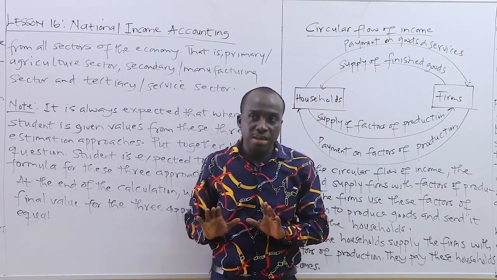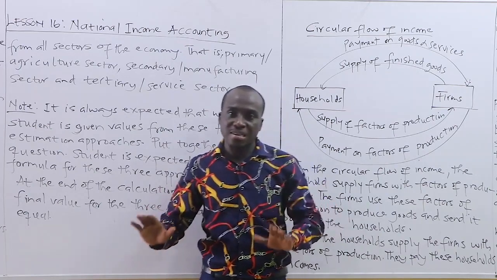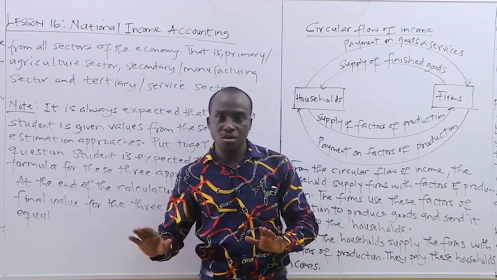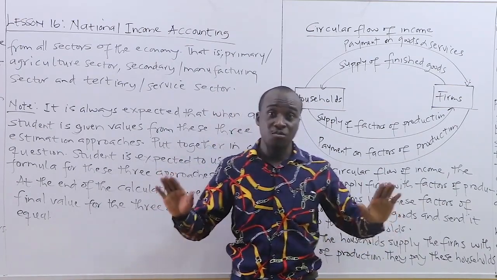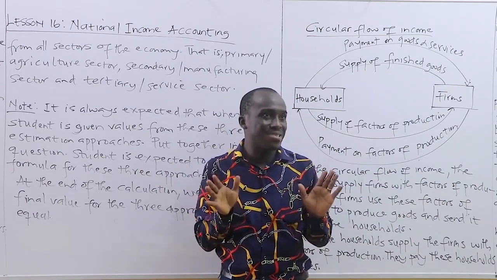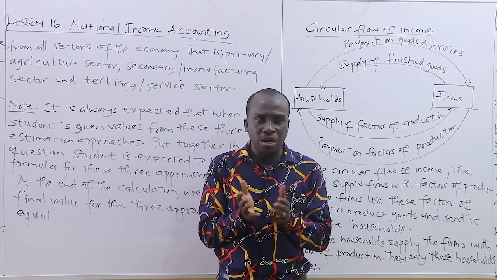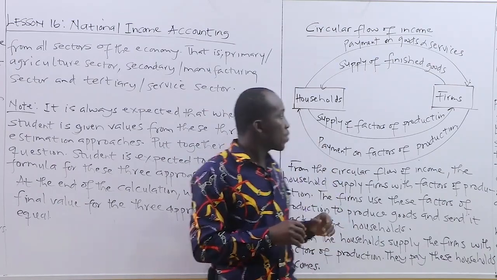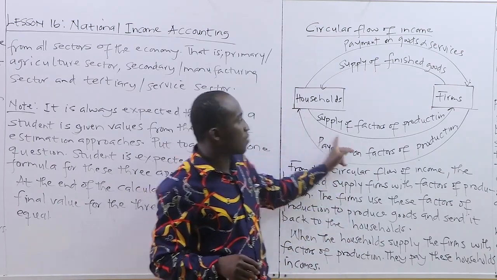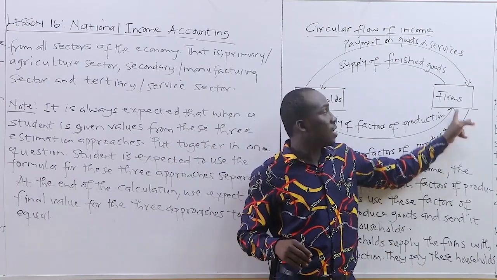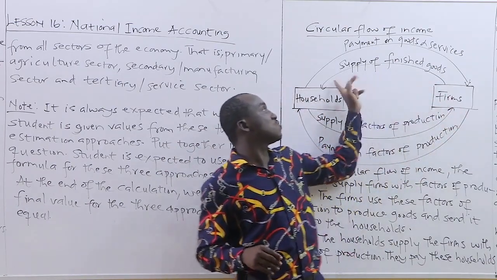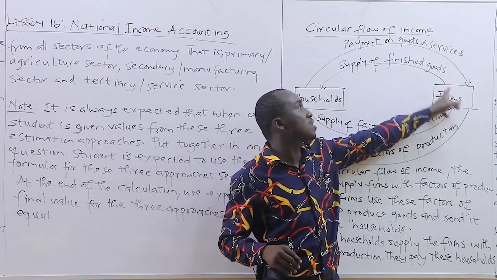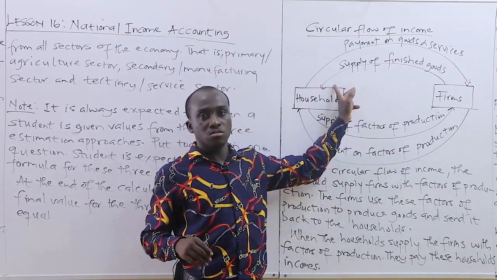Here we are assuming that the interaction is between household and firms. There's no government, there's no export, there's no import. It's a very simple analysis just to try to make things very, very explicable for us so that we can actually fathom what is going on. So the household supply the firms with factors of production. The firm uses it to produce goods and send it to them. So you see that the arrow is moved from the firms to the household.